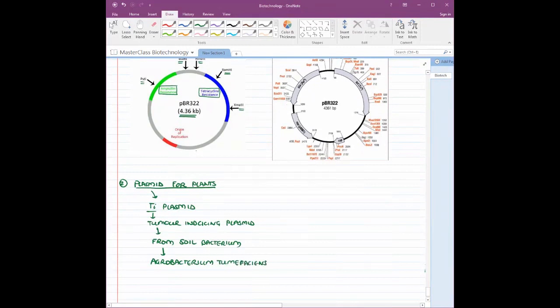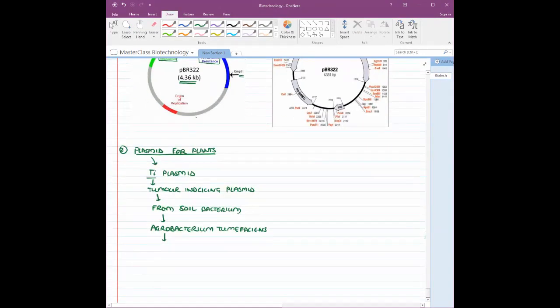Okay, fine. But what is this responsible for? I'm saying that this is a tumor inducing plasmid. What is this going to induce? What is this going to give you? So this is actually responsible for giving crown gall disease. So this is responsible for crown gall disease in plants. So what is this crown gall disease?